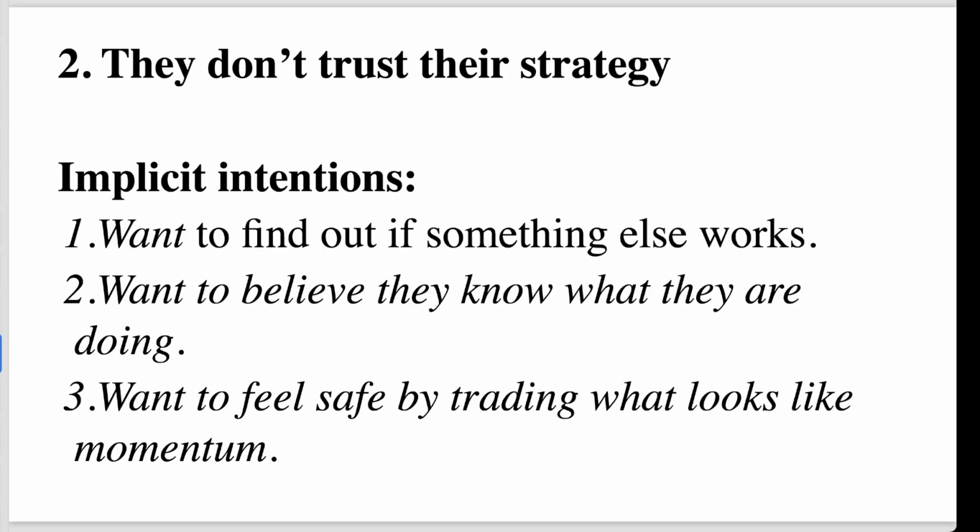Here's the next one. They don't trust their strategy. The implicit intentions are they want to find out if something else works. They want to believe they know what they're doing. So instead of following, they would rather believe this, and that's what keeps them jumping in. They want to feel safe by trading what looks like momentum. So again, they know that they're not supposed to do these things, but this is why they do it.